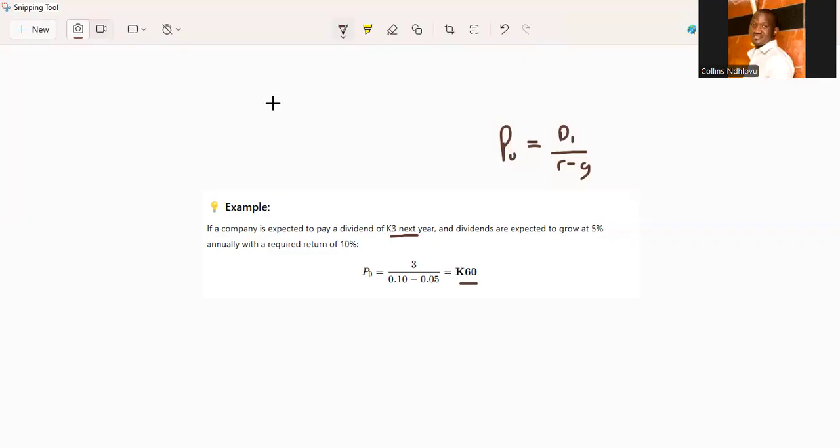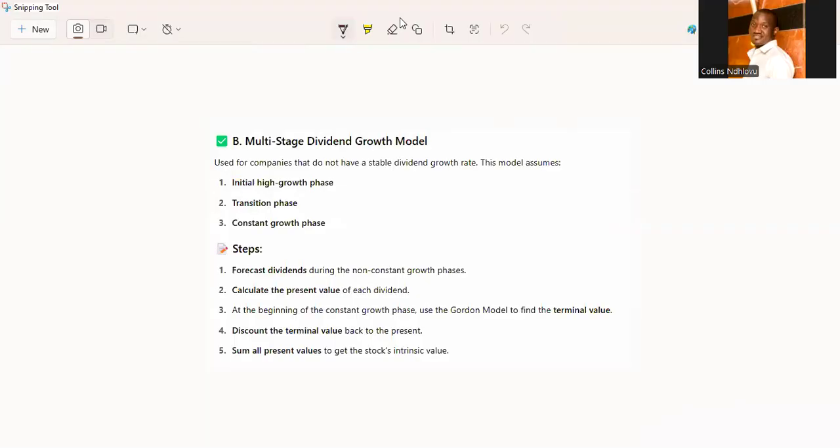The multi-phase growth model is actually used for companies that do not have stable growth rates. So this model will assume that there is an initial high growth rate, then we have transition phases, then we have constant growth phases. So the steps are that we need to learn how to forecast dividends during the non-constant phases. Then you calculate the present values of each at the beginning. Then you can use Gordon's model to find the terminal value.